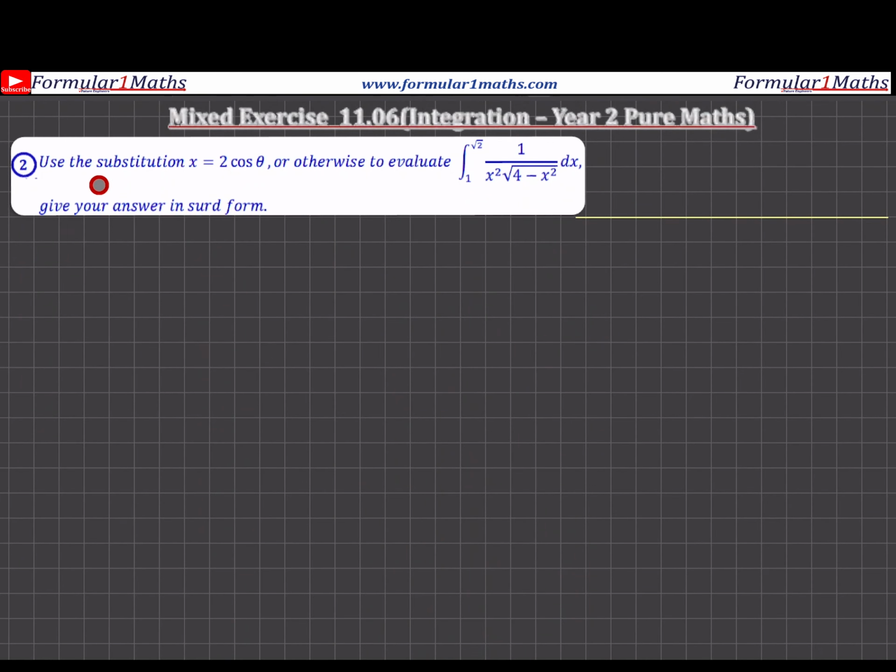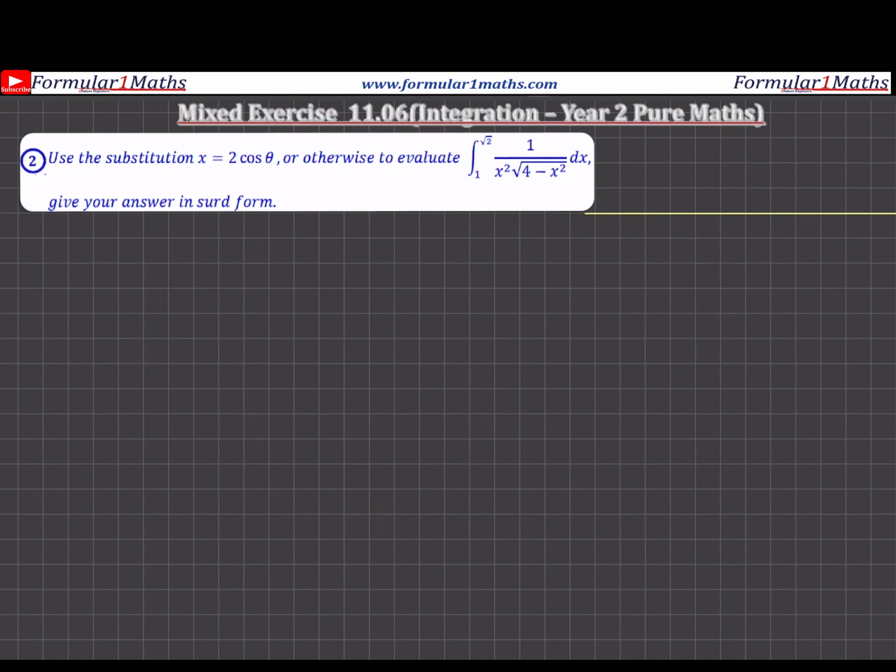Question 2. Use the substitution x is equal to 2 cos theta or otherwise to evaluate the integration of 1 over x squared times square root of 4 minus x squared with respect to x between the limits 1 and root 2. Give your answer in surd form. So we are given this substitution here. So we have x is equal to 2 cos theta. This means that dx is equal to minus 2 sine theta d theta.